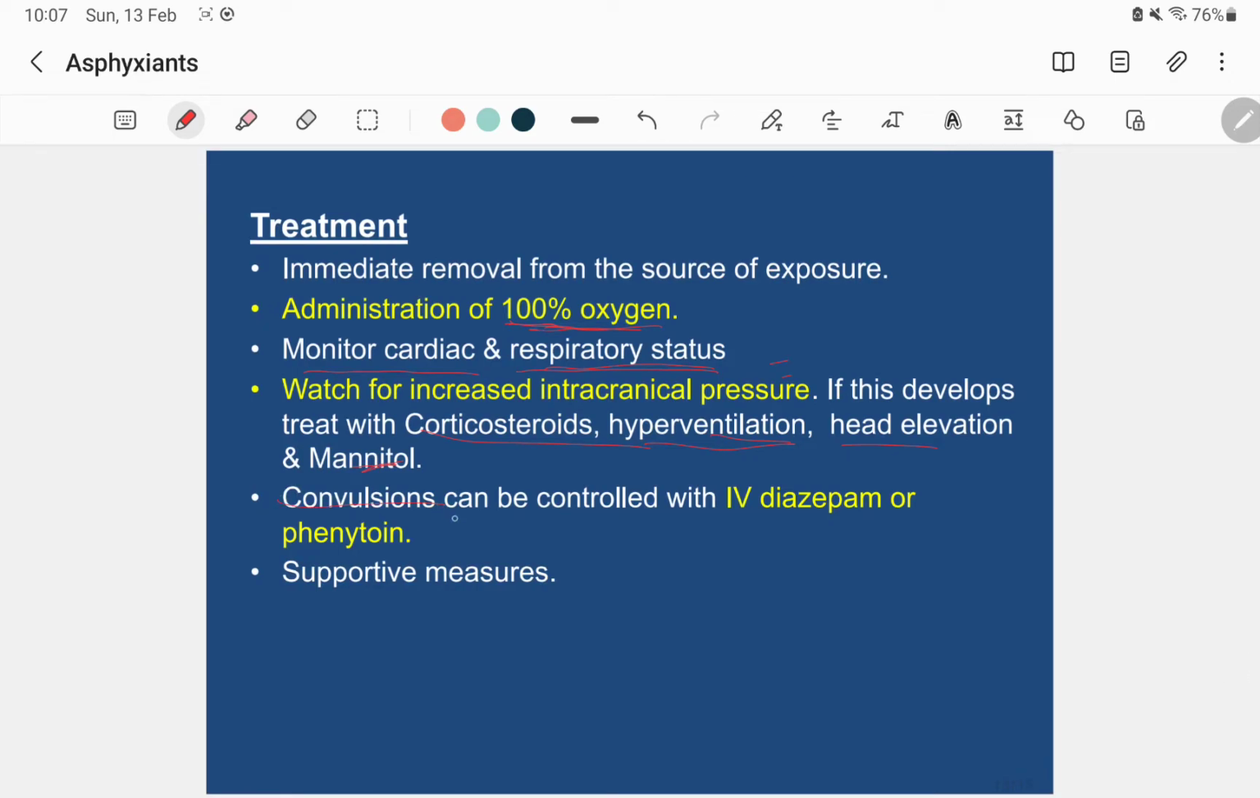So any kind of convulsions, okay, we have seen that convulsions can be seen in carbon monoxide poisoning, so it is given by IV diazepam or phenytoin. Okay, and the others are all supportive measures.